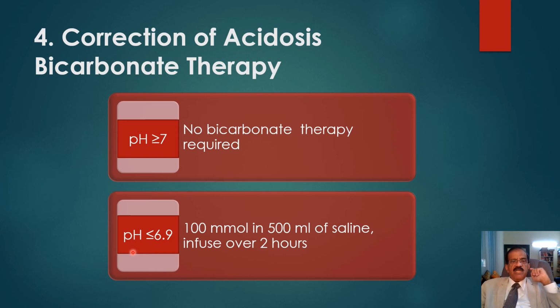Now, if somebody's pH is less than 6.9, we give just 100 millimole of bicarb in 500 milliliter of saline, and it is to be infused over 2 hours. This would only be sufficient to bring the pH to the safe level. This will not correct the acidosis completely, and that is not actually required. Not only is it not required, it could actually be counterproductive. I'll explain in one of the slides why routine bicarb is not recommended.